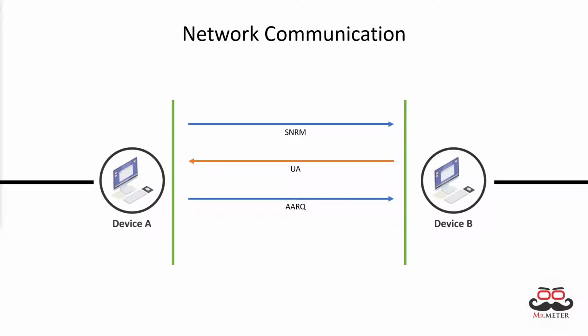After receiving the ARQ request from device A, device B will answer with an ARE frame that contains authentication and association results and the negotiated and accepted conformances alongside the maximum PDU size. Next, we will discuss the SNRM and UA frames and their structures through a sample communication packet.